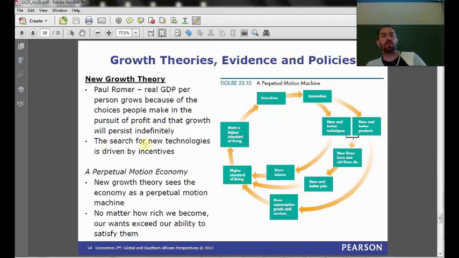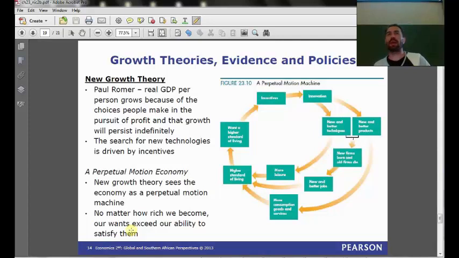Because the search for new technologies is driven by incentives, essentially we have what's kind of like a perpetual motion growth economy. New growth theory sees the economy as a perpetual motion machine. No matter how rich we become, our wants always exceed our ability to satisfy them. So, way back to microeconomics, remember this idea that we have unlimited wants but limited resources.